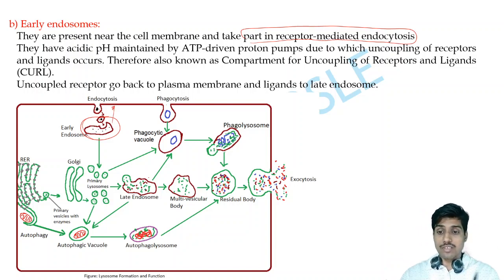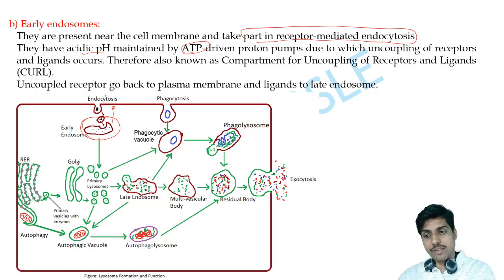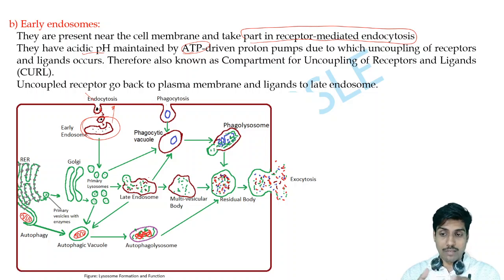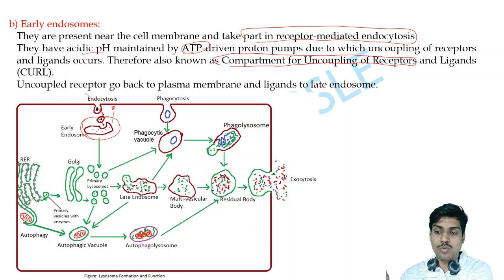Okay, they are not present deeper inside. These have an acidic pH and ATP, which are maintained by the ATP-driven proton pumps. What the early endosome does is uncouple the receptors and the ligands from each other. Whatever ligands come from the outside and have attached to these receptors, the early endosome uncouples them, and therefore they are also known as the compartment for uncoupling of receptor and ligand, that is, CURL.